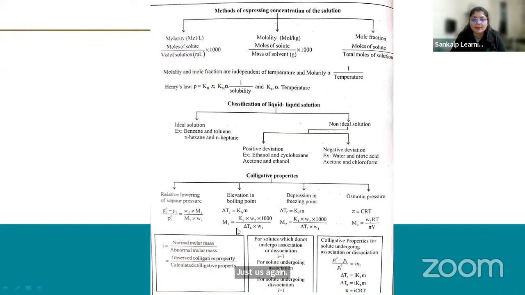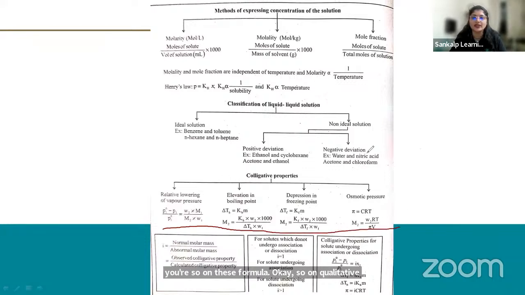Okay. You can see this colligative property part, on these formulas. On colligative properties, you will get the problems. Colligative properties are based on relative lowering of vapor pressure, elevation in boiling point, depression in freezing point, and osmotic pressure. So we are going to see these 4 formulas. Write down these formulas.